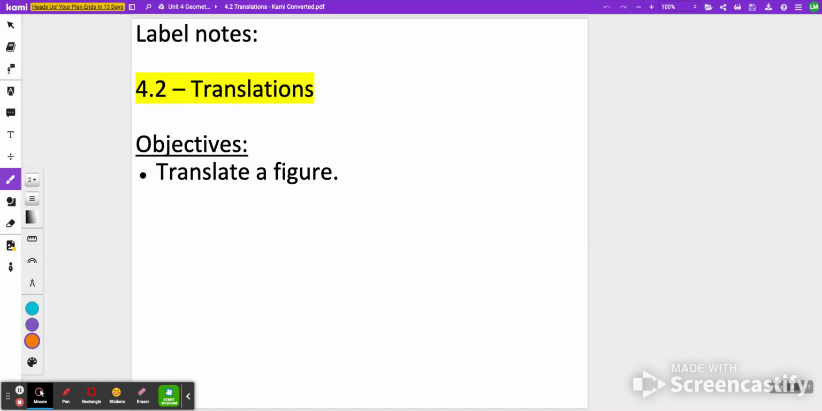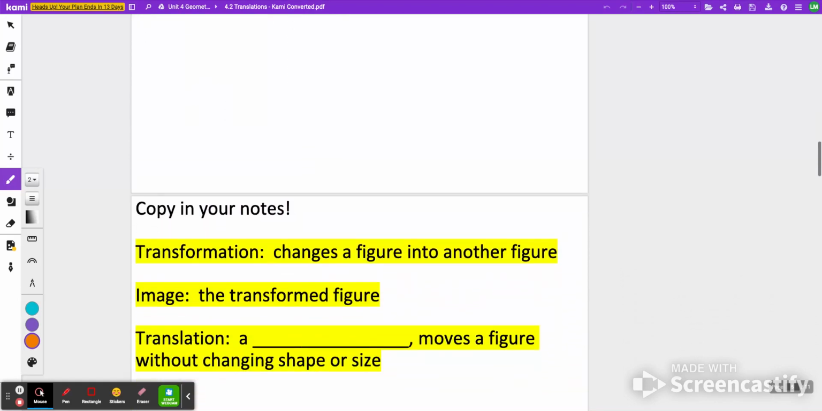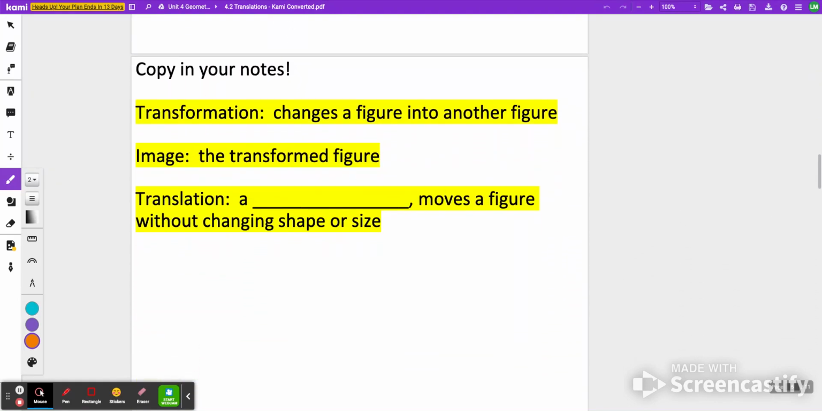Today we're going to get started with our lesson of 4.2 translations, and our main objective today is to translate a figure. The first thing we want to understand are these three vocabulary terms. A transformation, which is the topic of our entire chapter 4, changes a figure into another figure. The image is the transformed figure. That's normally what we see when we have the letter A with this little apostrophe, meaning A prime, which is the new figure.